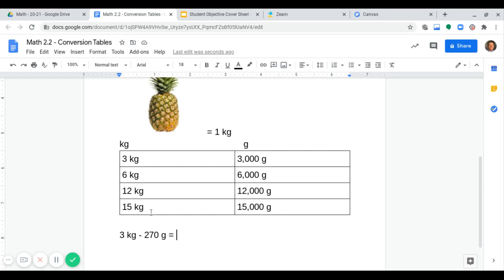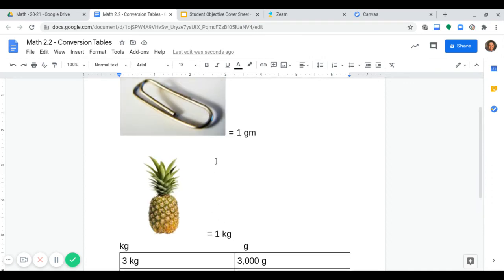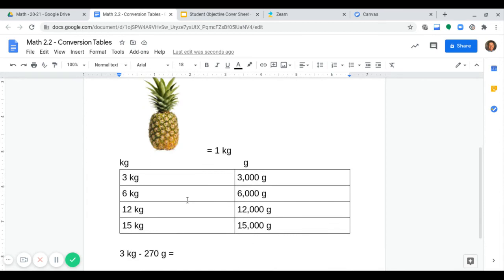Okay, so 15 kilograms would equal 15,000 grams. It's just that simple conversion today of 1,000 grams equals 1 kilogram. So again, what weighs more? A kilogram is more than a gram, right? Because it takes 1,000 grams to make 1 kilogram.